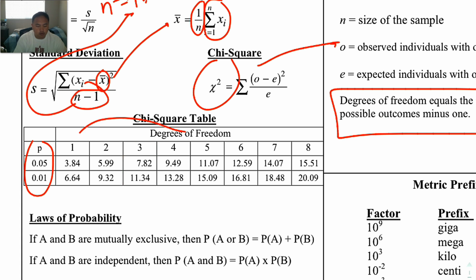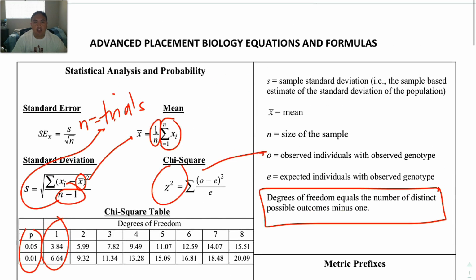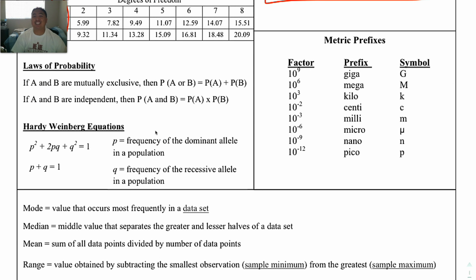And for the most part, they really stick to these lower numbers. They don't really use the bigger numbers. But I'll show you some examples. If there are only 2 possible outcomes, like capital P and lowercase p, that means you're going to use 1 degree of freedom. And that's how you read the table. Again, you don't have to memorize it, you just have to know how to read the table. This top half is really the hardest part of the formula sheet. Everything else, I think you guys understand.